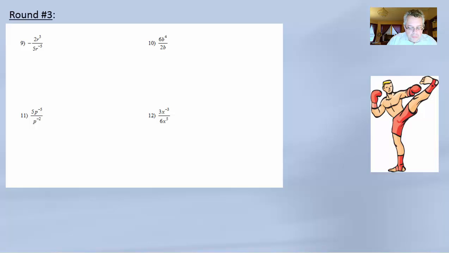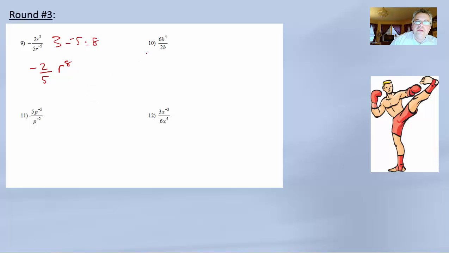All right, here goes round 3. We're going to start doing division here. Okay, so with the numbers, we simplify the numbers. Negative 2 over 5 is simplified, so I'm going to leave that. I'm going to put 2 in the numerator and 5 in the denominator. Then we're going to subtract exponents. 3 minus a negative 5 is equal to 8. So this is negative 2/5 r to the 8th.